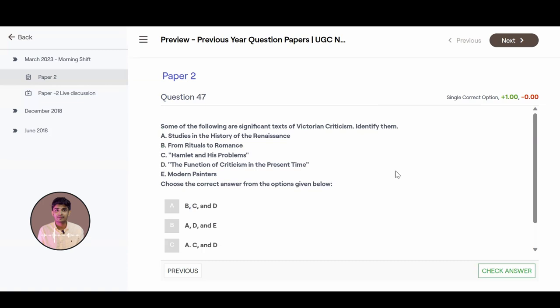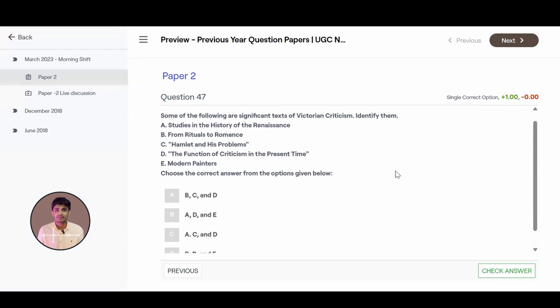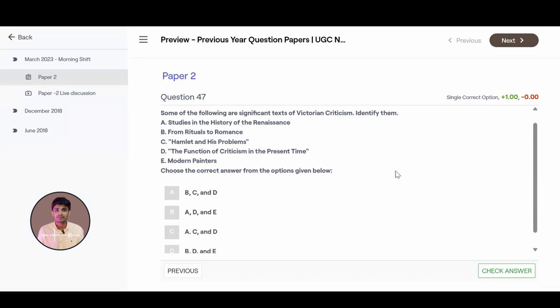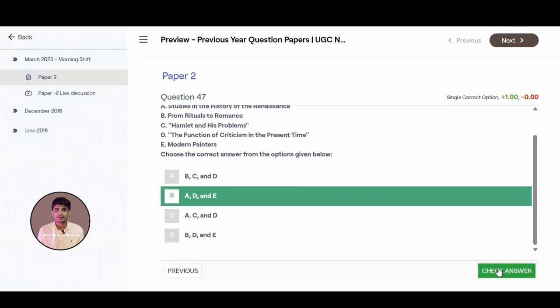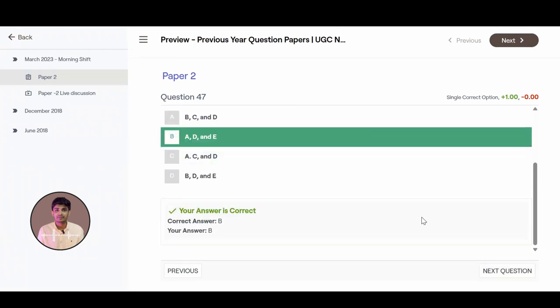Some of the following are significant texts of Victorian criticism. Identify them. Not that easy, but still you can write the answer. 47th question. The options are Studies in the History of the Renaissance, From Ritual to Romance, Hamlet and His Problems, The Function of Criticism at the Present Time, Modern Painters. Which among the following are significant texts of Victorian criticism? Anybody? Anybody? Let's try with option B. Option B is the correct answer.